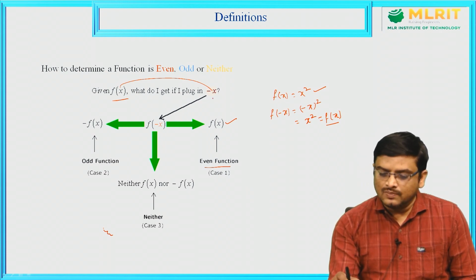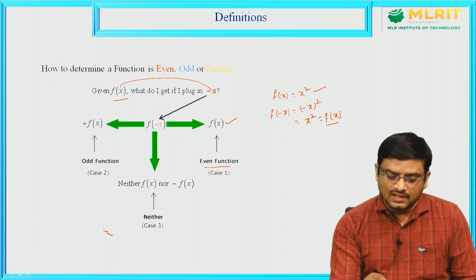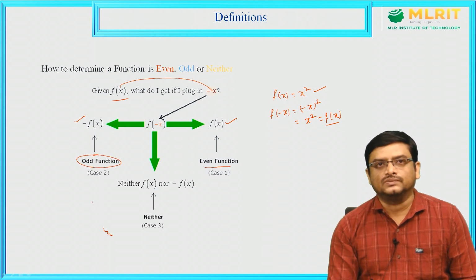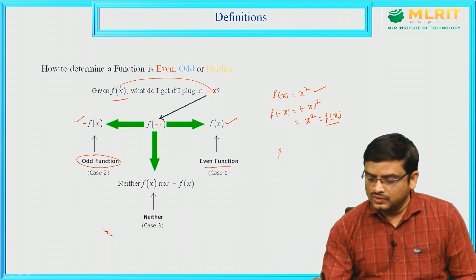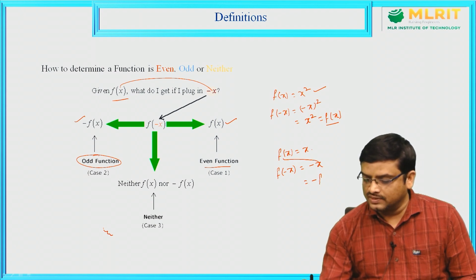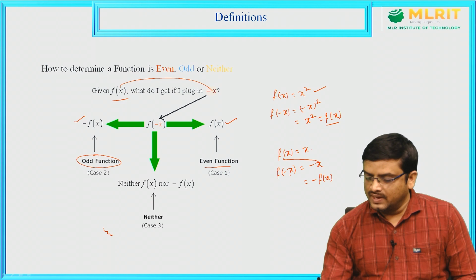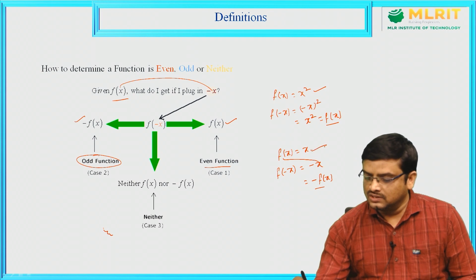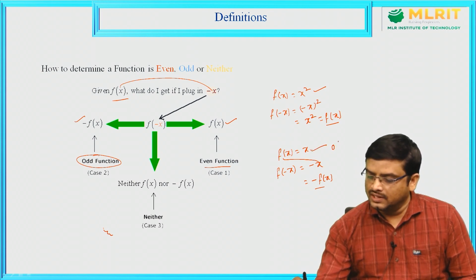Suppose if you replace x with minus x in the function and you get minus f of x, then we can call it an odd function. So let us take one example here. f of x is equal to x. Now in this function I want to replace x with minus x. So you will get minus x, and this can be written as minus f of x. So f of minus x is equal to minus f of x. So this function f of x is equal to x is an odd function.